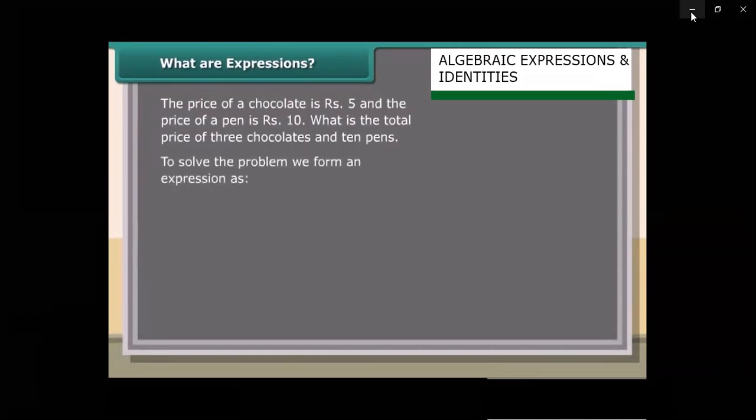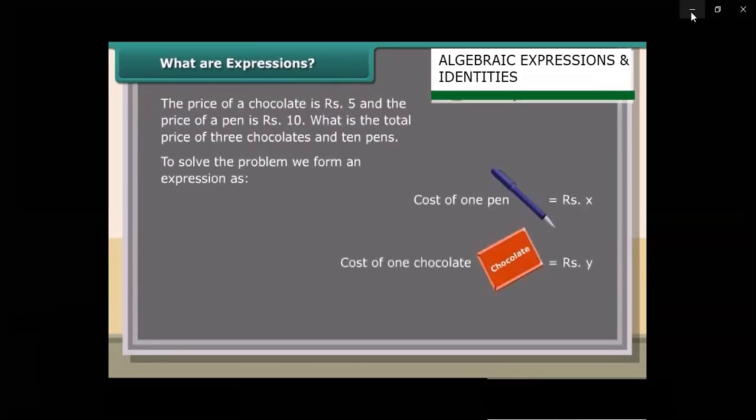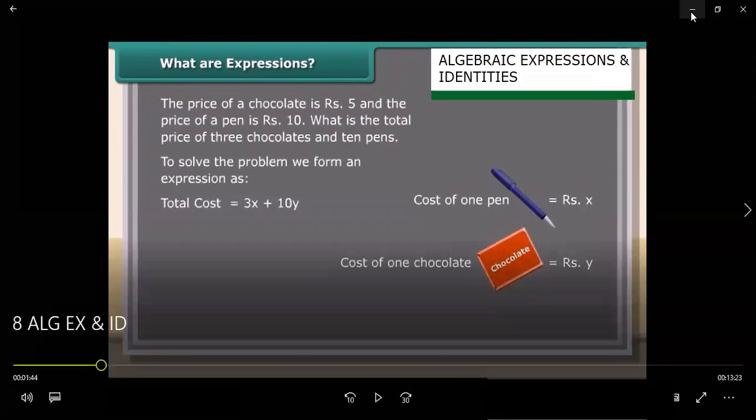To solve the problem, we form an expression. Cost of one pen, let's say it is rupees x. Then cost of one chocolate, let's say it is rupees y. So cost of 3 chocolates will be equal to what? 3y. And cost of 10 pens will be 10 into x, that is 10x. So the total cost can be given by this expression, 3y plus 10x.